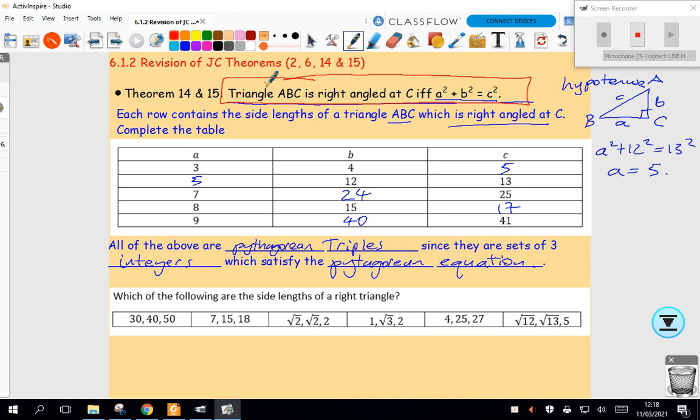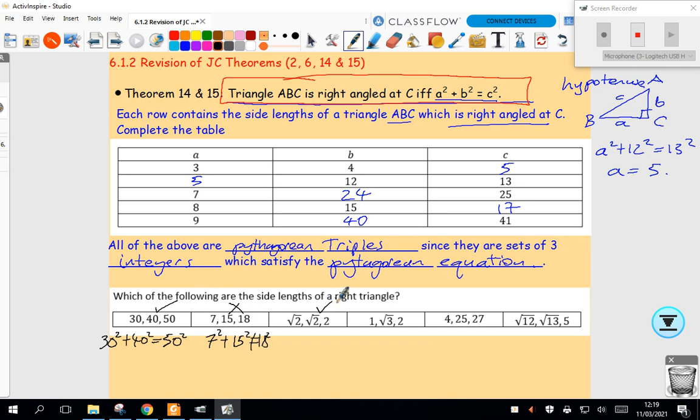Which of the following are the side lengths of a right triangle? Well, in order for them to be the side lengths of a right triangle, a squared plus b squared has to be c squared, where c is the longest side. So 30 squared plus 40 squared is equal to 50 squared, and you can check that. So this is a right triangle. These are side lengths in a right triangle. If I look at the next one, you look at 7 squared and add it to 15 squared, you will find that is not equal to 18 squared. So this is not the side lengths of a right triangle.